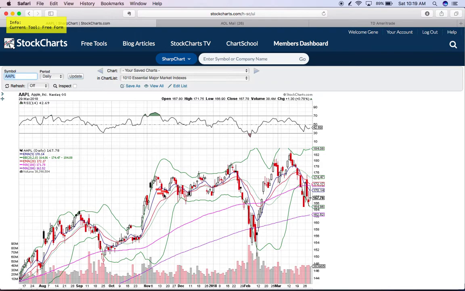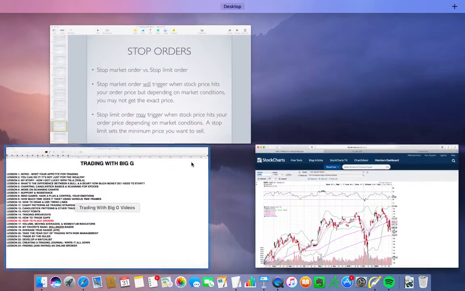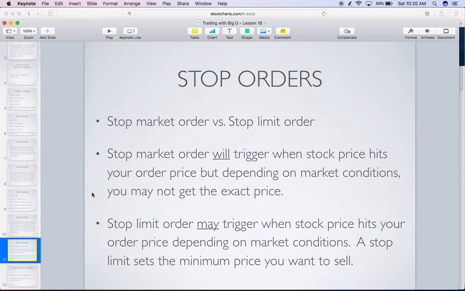And so your stop limit order would not be triggered in the case of a gap. Your stop market order would be triggered in the case of a gap. And again, this is where maybe it gets kind of confusing. So let's go back to the slides and just look at it one more time. Remember, market order is the current market price. Limit order is the price that you determine.